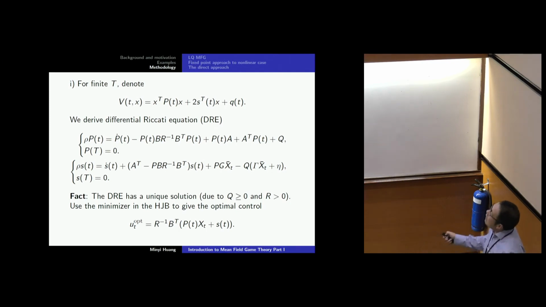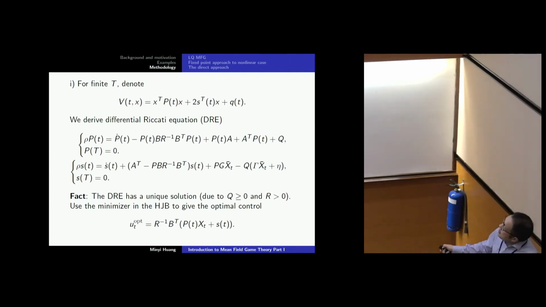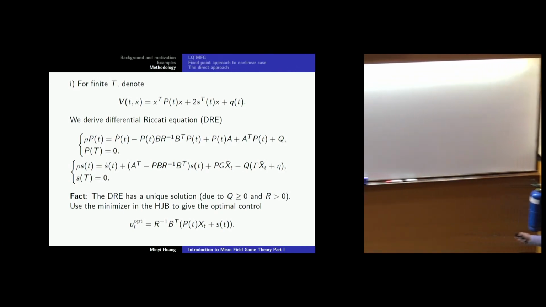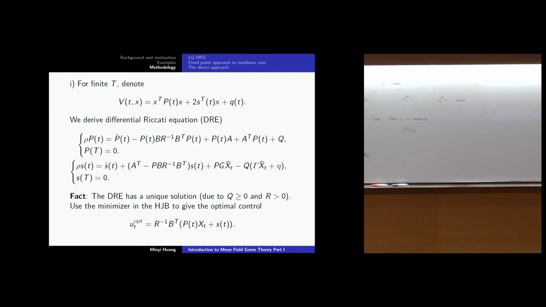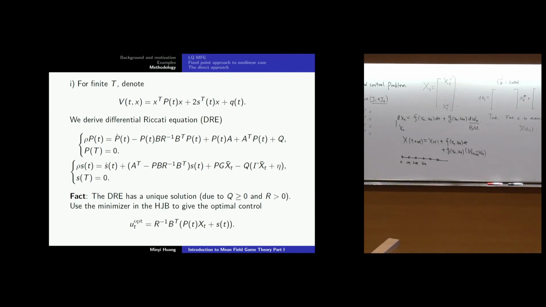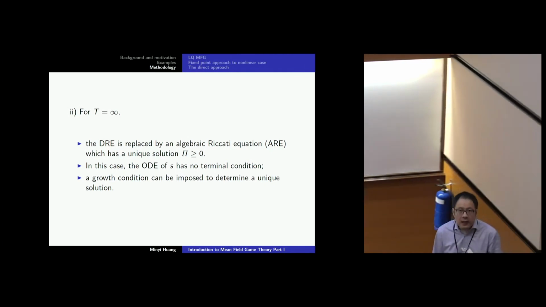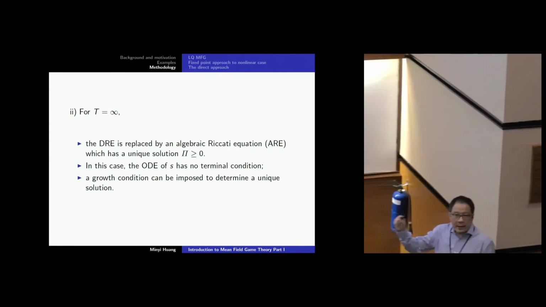So finally, we can solve the optimal control. You can see it's actually a linear feedback. It's very neat. And you can solve the 2 ODEs offline, before you implement the control strategy. So what you need is just the state at time t. This is the linear feedback control. If T is equal to infinity, the solution can be similarly handled.